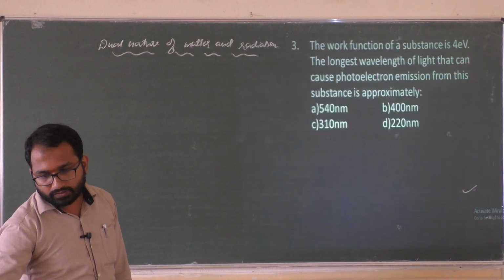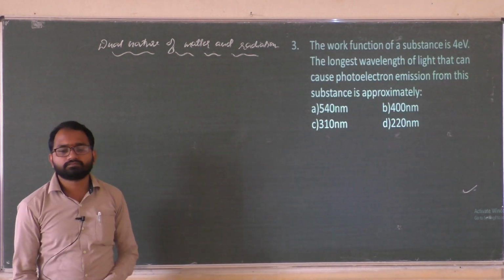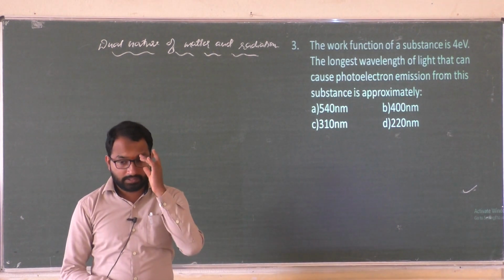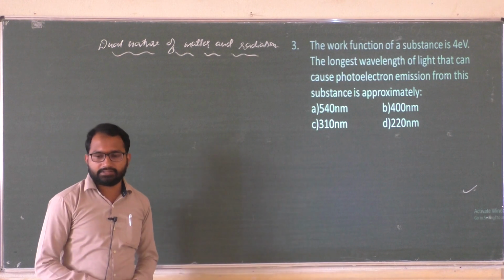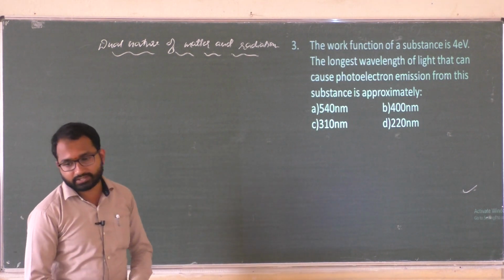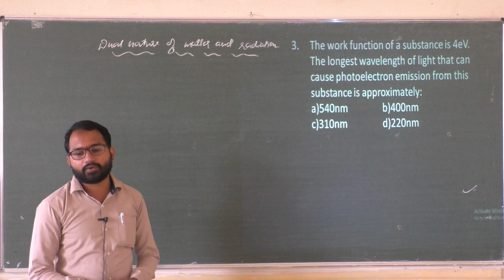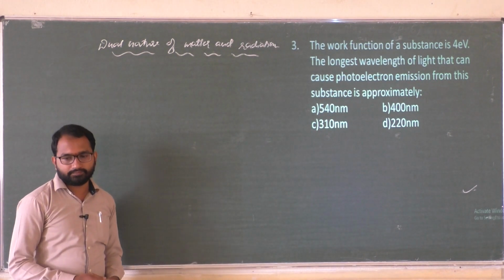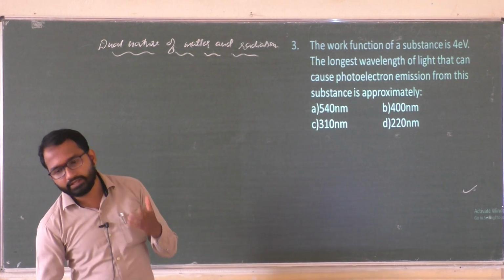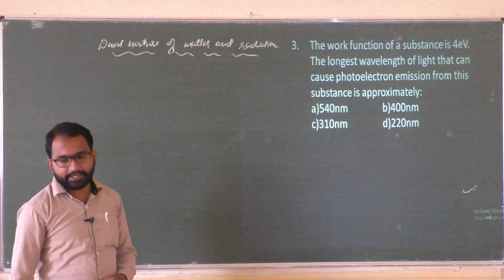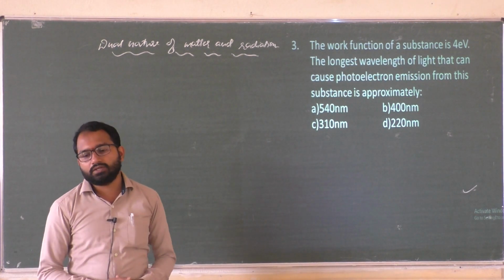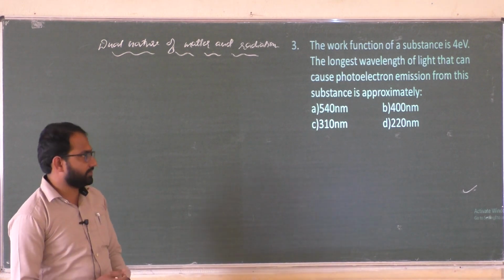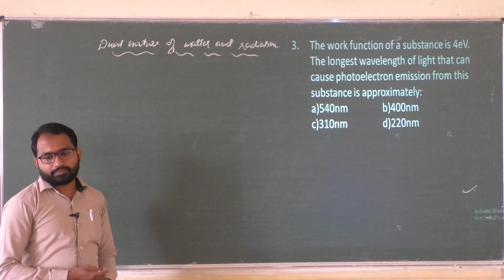Okay, next question. The work function of a substance is 4 electron volt. The longest wavelength of light that can cause photoelectron emission from this substance is approximately. Okay, so work function is given. Okay, what is work function? It is the minimum energy needed for the photon. Minimum energy of photons is required to eject the electrons, right, to produce a photoelectric effect.